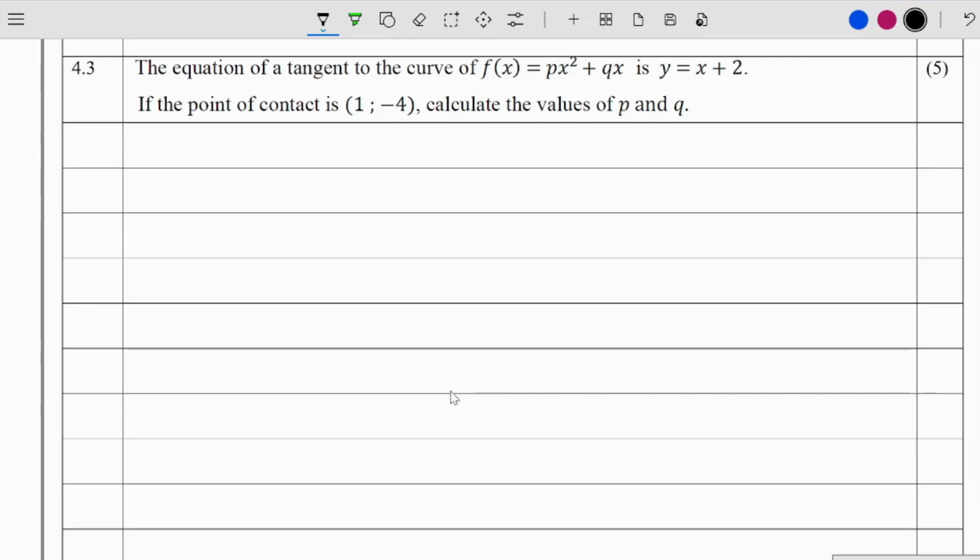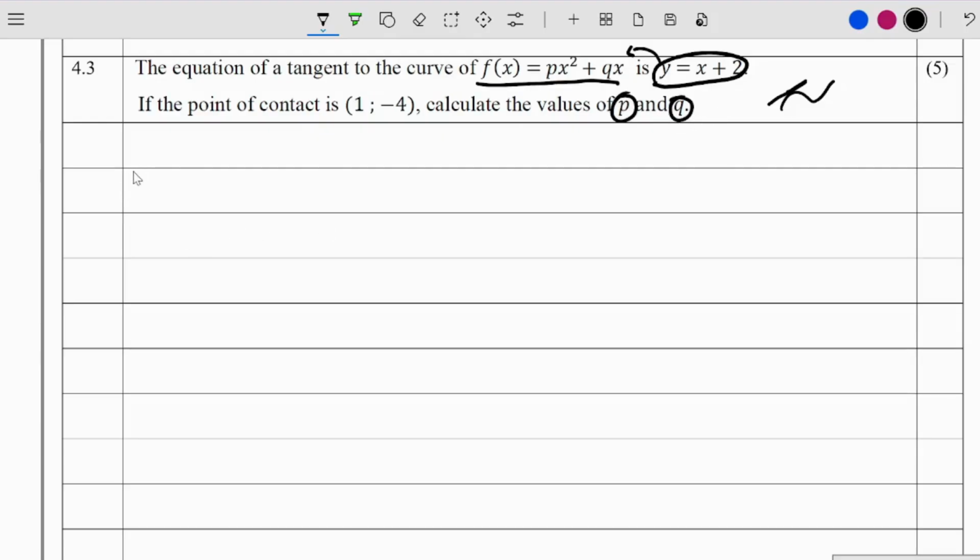Let's analyze the question and then see if we can answer it. They say that the equation of a tangent to the curve, this curve, is given by this. So this equation here, the one that I'm circling, is a tangent to this curve. If the point of contact is (1, -4), you know that tangent means they are touching the curve at exactly one point there. So if the point of contact is (1, -4), calculate the values of P and Q.